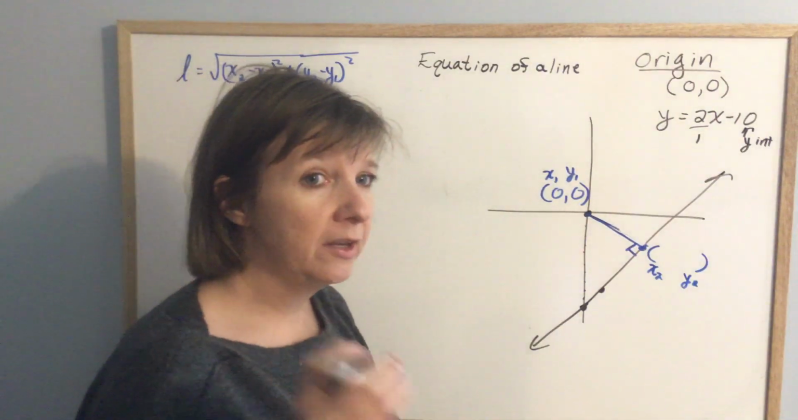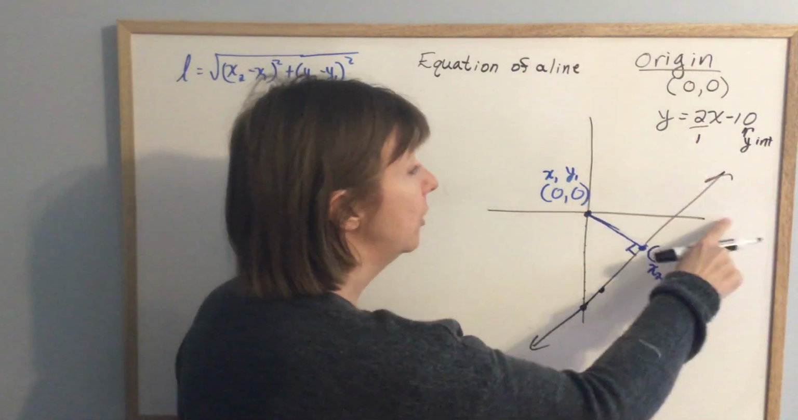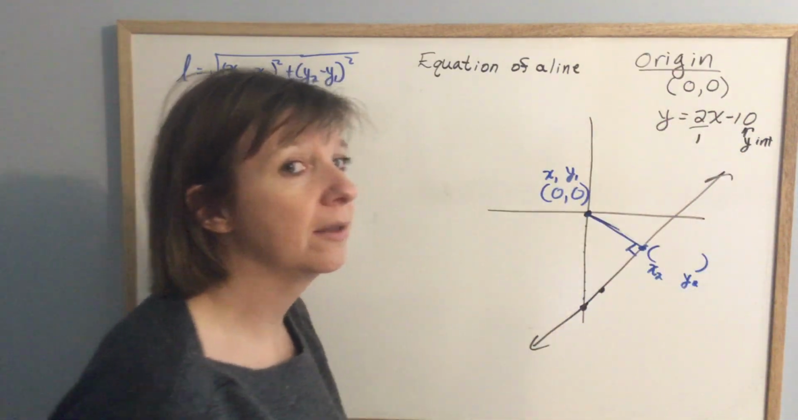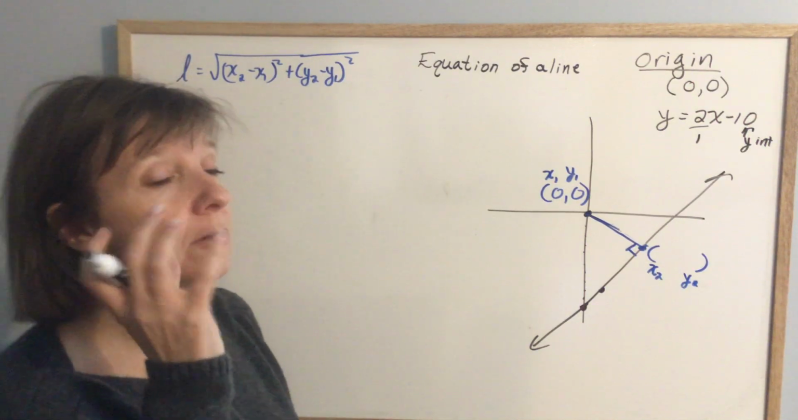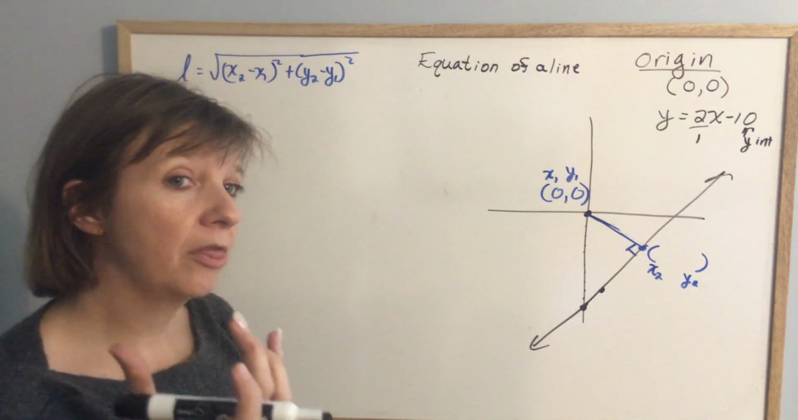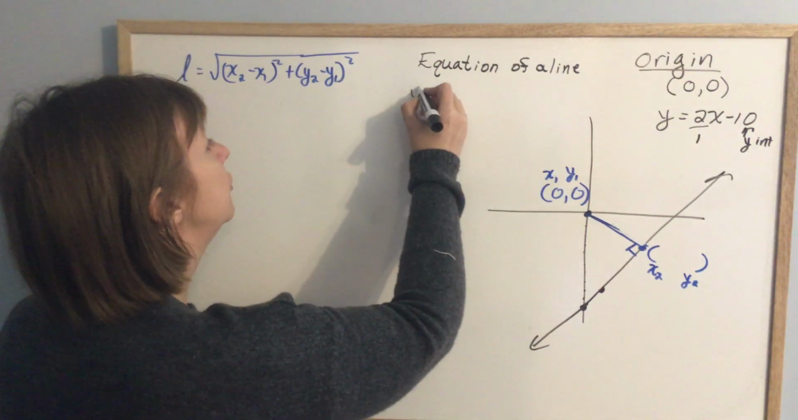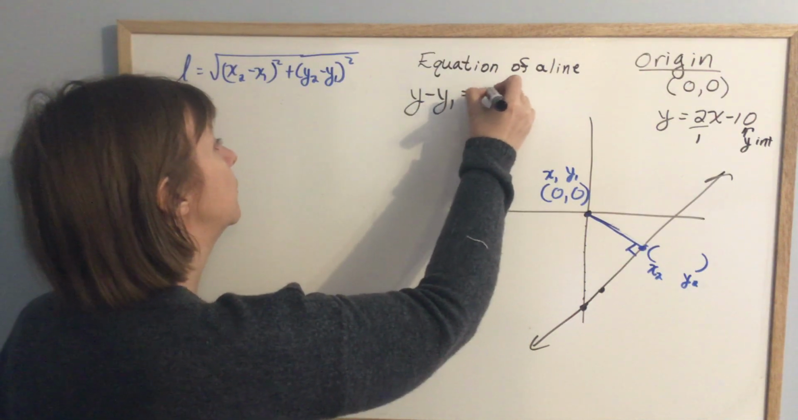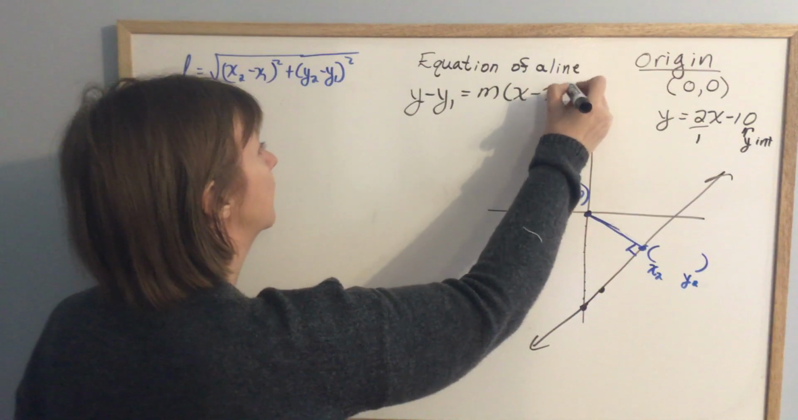If you want to find the equation that goes with this line, we know the equation that goes with the black line. It's y is equal to 2x minus 10. But what equation goes with the blue line? There's a way to figure that out. And here is what it is. We do y minus y1 is equal to slope times x minus x1.